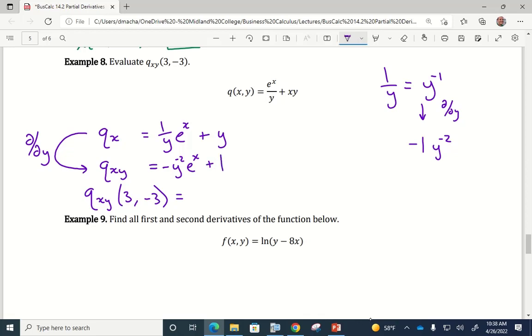Last line says I need to plug in x equals 3 and y equals negative 3. So I have negative 3 to the negative 2 power times e to the power 3 plus 1.